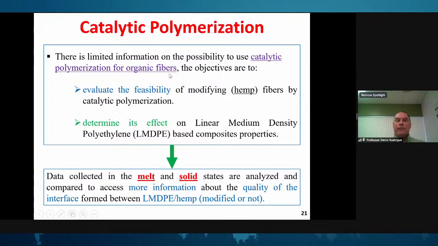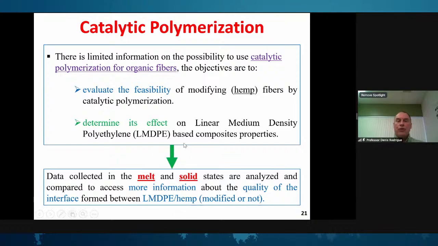So there is a lot of information on this type of catalytic polymerization in the literature for inorganic material, but there is not much on organic fibers like lignocellulosic material. So in this case, we wanted to use this technique on different fibers. I will present the result on hemp, but actually it can be applied on any kind of system. And we use a linear medium density polyethylene as the matrix because we wanted to have a good balance between strength and elasticity for the material.